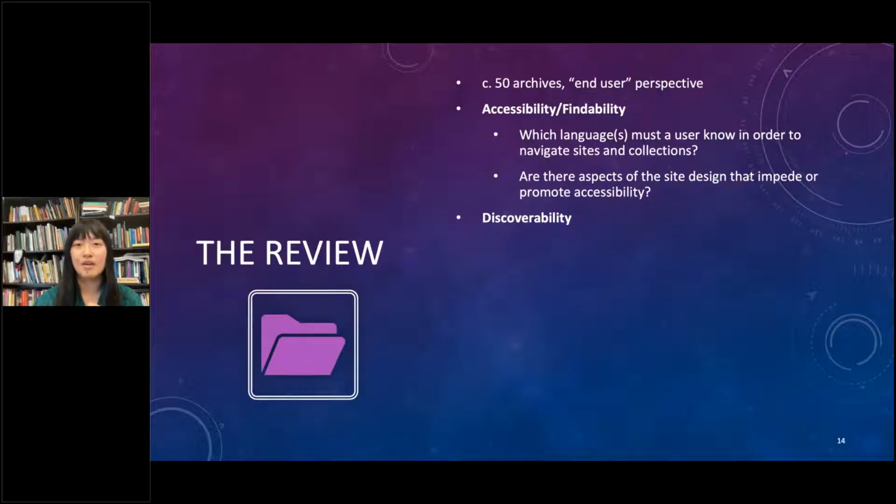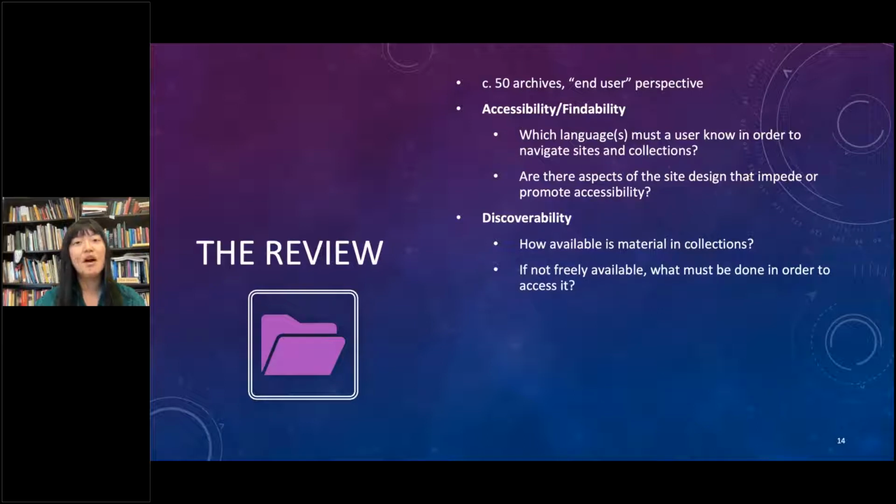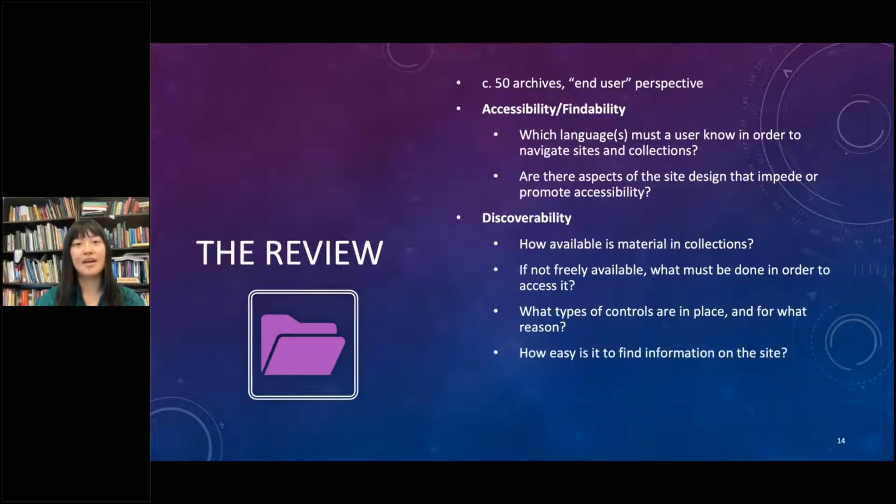We also looked at discoverability, which was how available the material in the collections is. If it is not freely available, what must be done in order to access it. And we recognize there are types of controls in place, so we wanted to investigate what the reasons for those controls were and how easy it is to find the information you need from the archive sites.